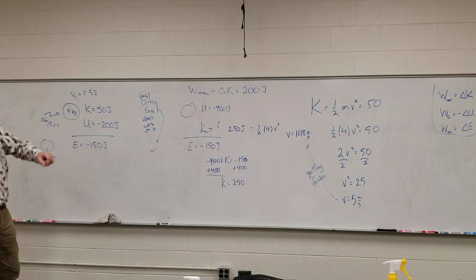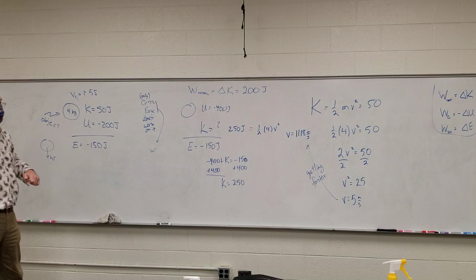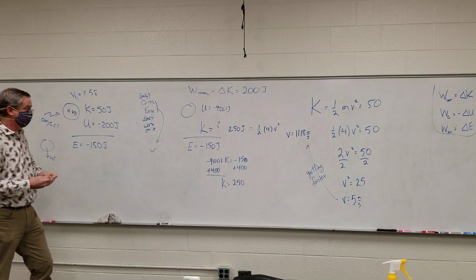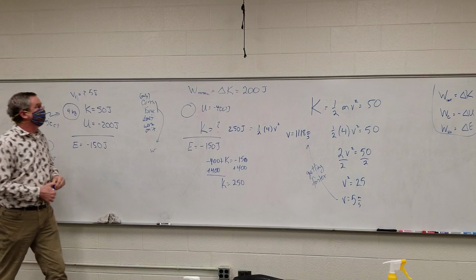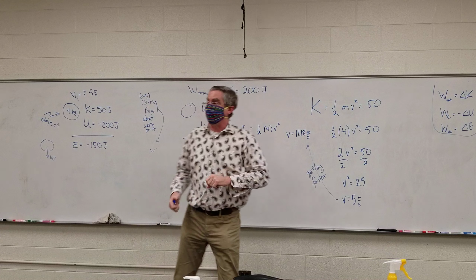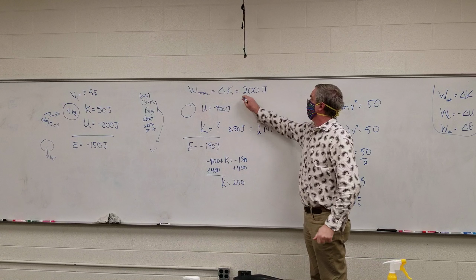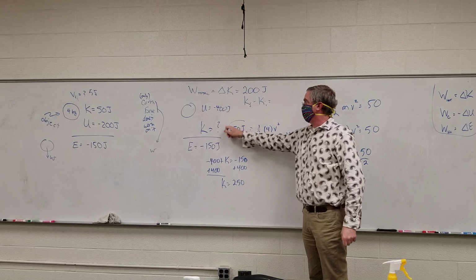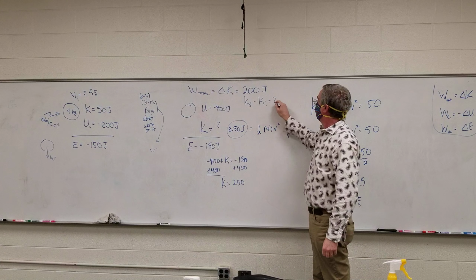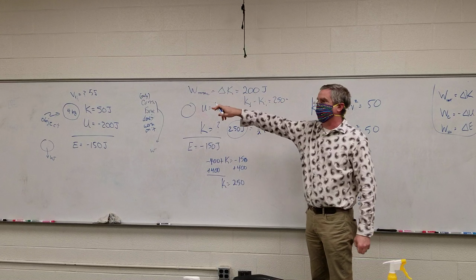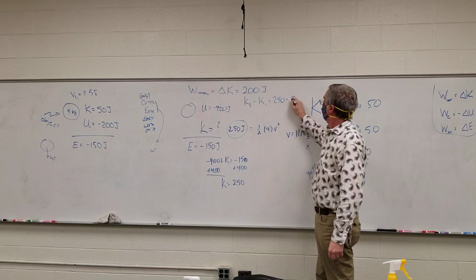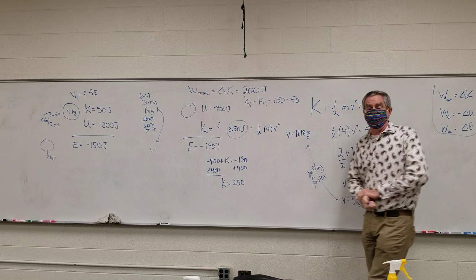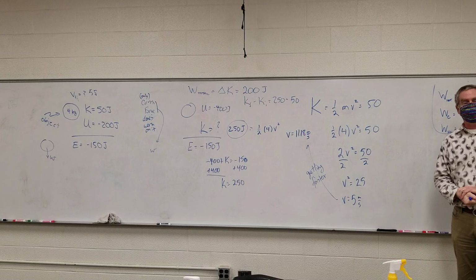Let's take a look at the second one. The conservative work equals change in potential energy. Where did the 200 come from again? Sorry. When you're finding change, it's final minus initial, K final minus K initial. My final kinetic energy was 250, minus my initial, which was 50. That's where it comes from. Okay, thank you. Anyone else before I rush too fast?